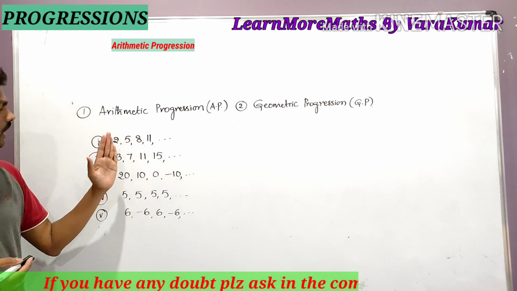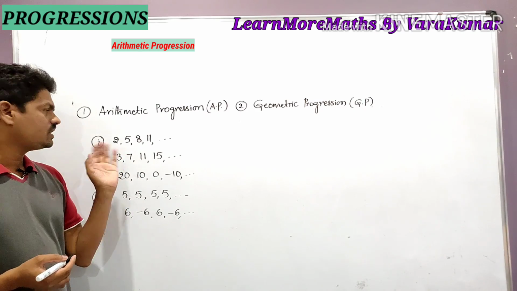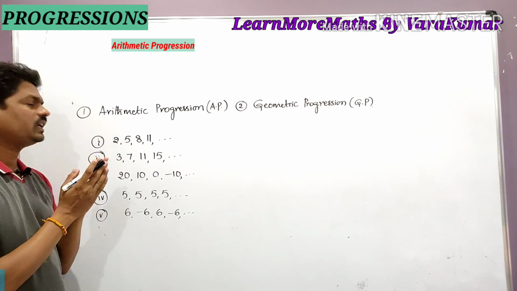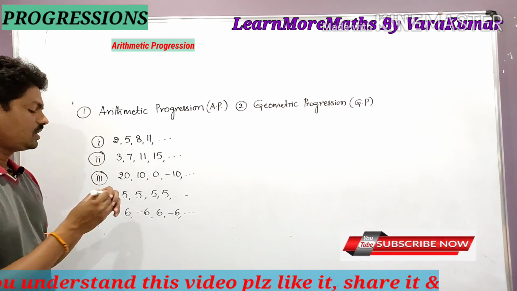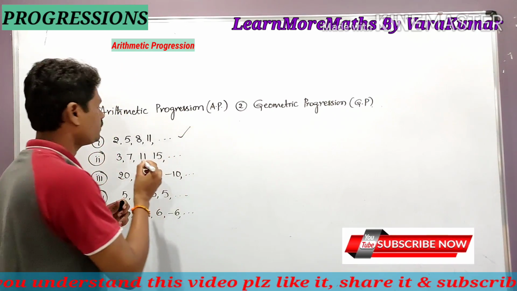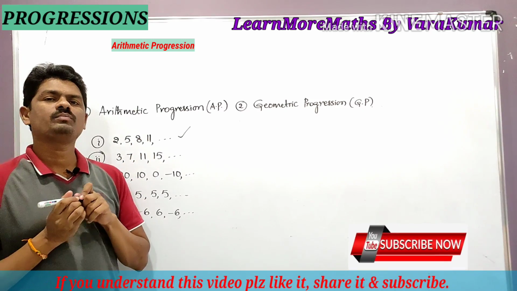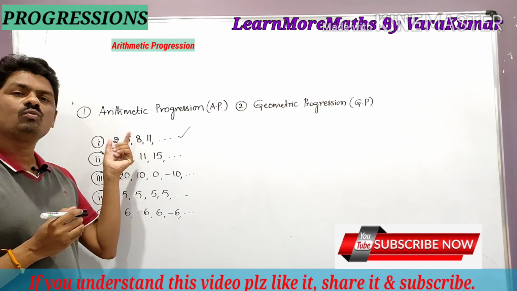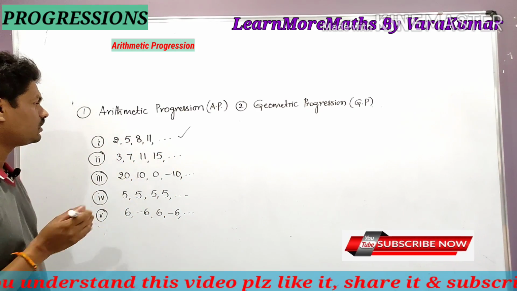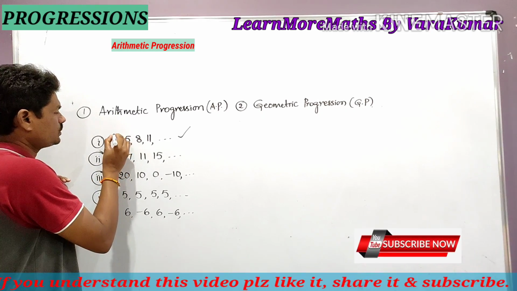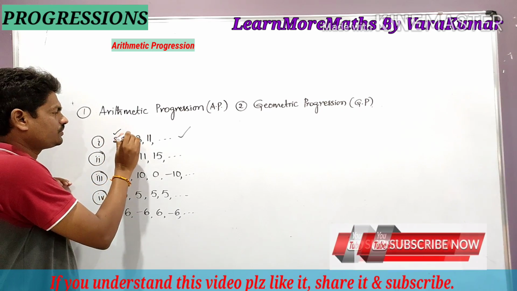So student, I have written some lists of numbers here. You have to observe: is there any relation between successive terms or successive numbers in the given series? First I am taking the first list of numbers. What is it, student? 2, 5, 8, 11. The numbers involved in the series are called the terms here. You observe the first term, which is the first number, it is 2. Then it is 5, 8, 11.